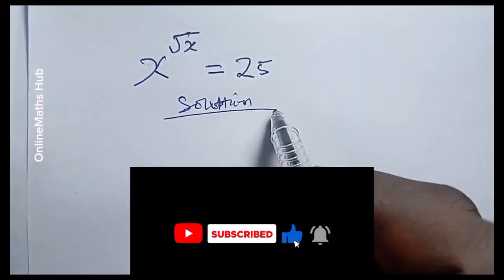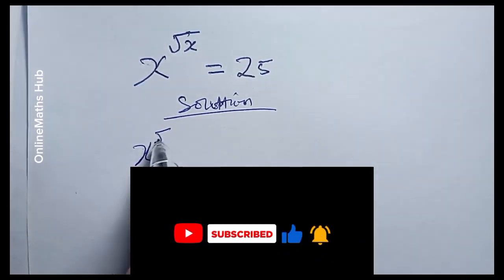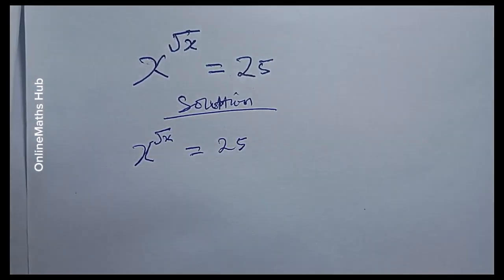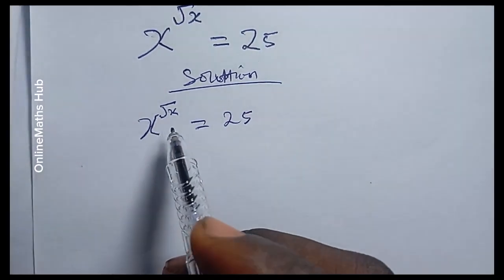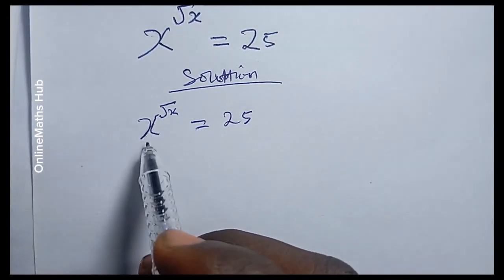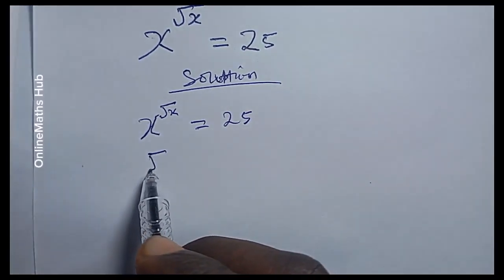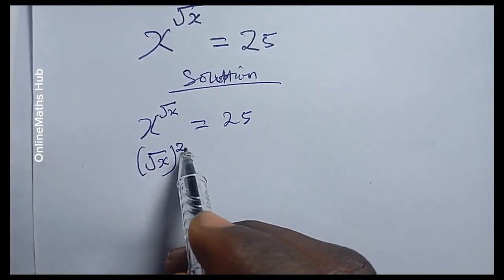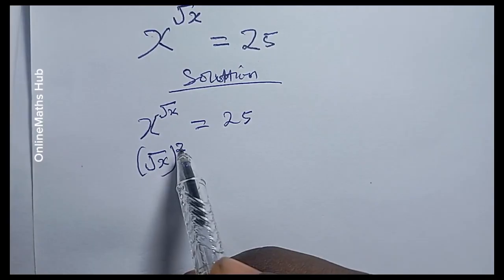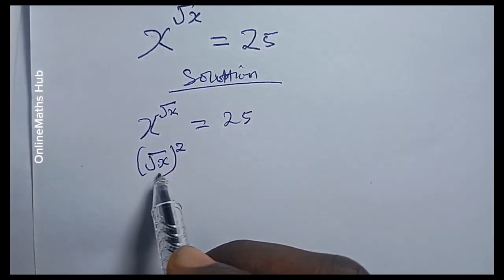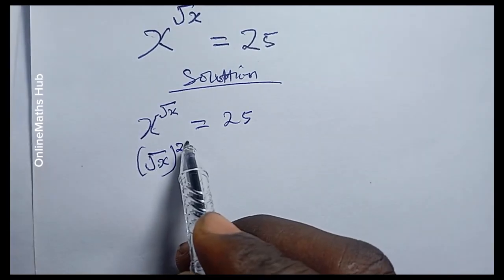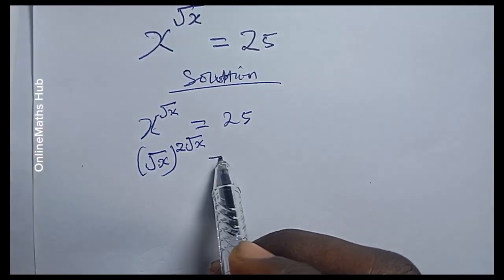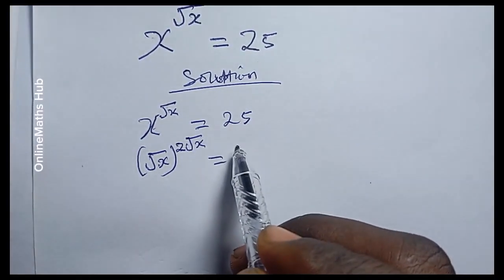Of course, the question repeated: x power root x is equal to 25. What I'm going to do is find a way to rewrite this x right here. I can rewrite it as root x all raised to power 2, which is basically the same, because the 2 can cancel this square root and I'll be back to x. I'm going to use this to multiply this root x here so that I have it this way, equal to 25.